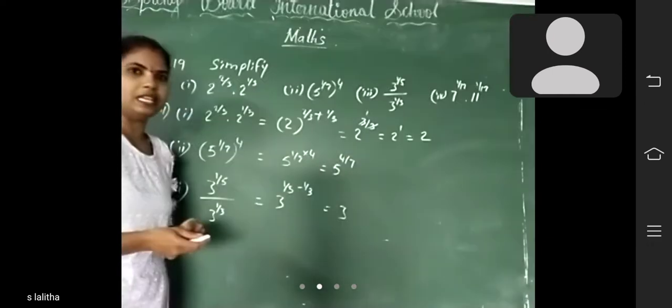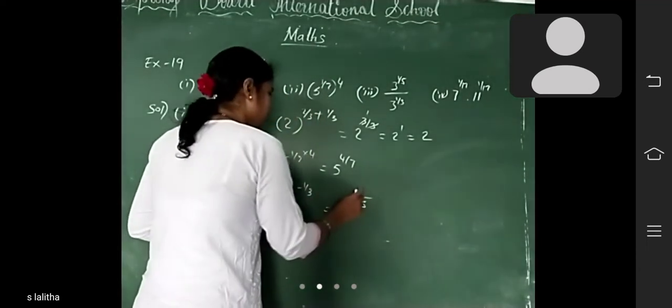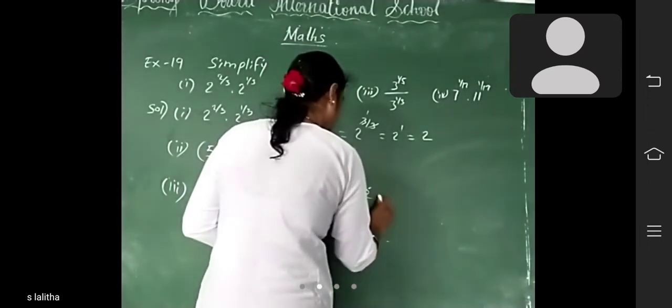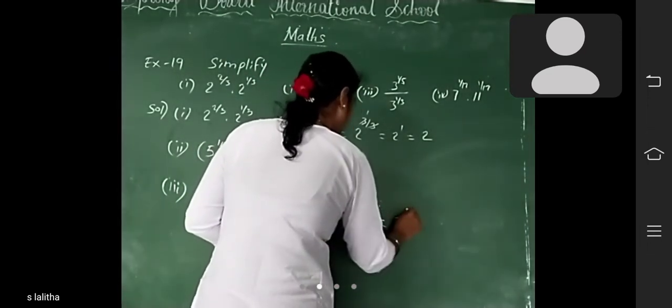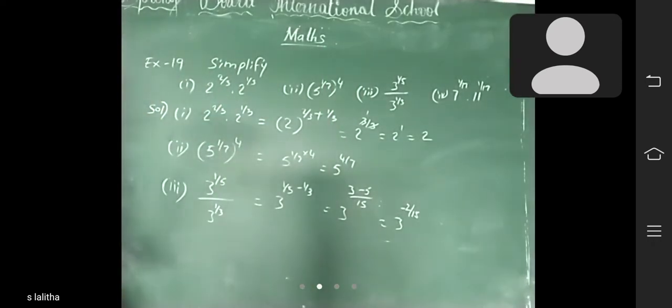5 and 3. What is the LCM for 5 and 3? 15. 3 times 3 is 3, here 5 times 5 is 5. How much? 3 minus 5 is minus 2, so minus 2 by 15. Okay. So what is the answer? 3 power minus 2 by 15.